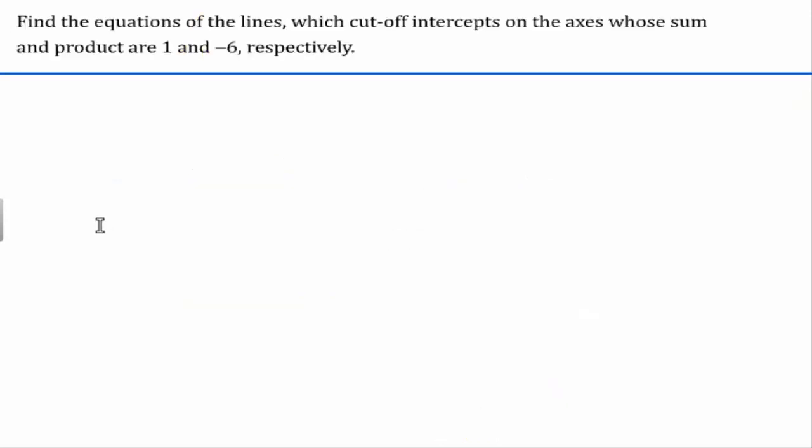In this question, we have to find out the equation of a line which cuts off intercepts on the x and y axis, where the sum and the product of those two, that is the x-intercept and y-intercept, are 1 and -6 respectively. That means the sum of the intercepts is 1 and the product of the intercepts is -6. Let us see the solution for this.